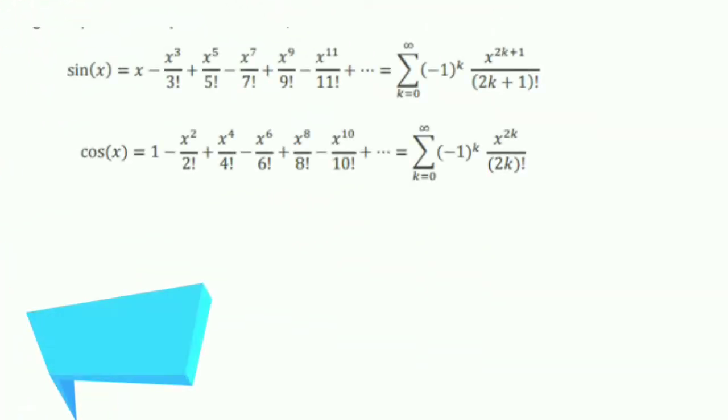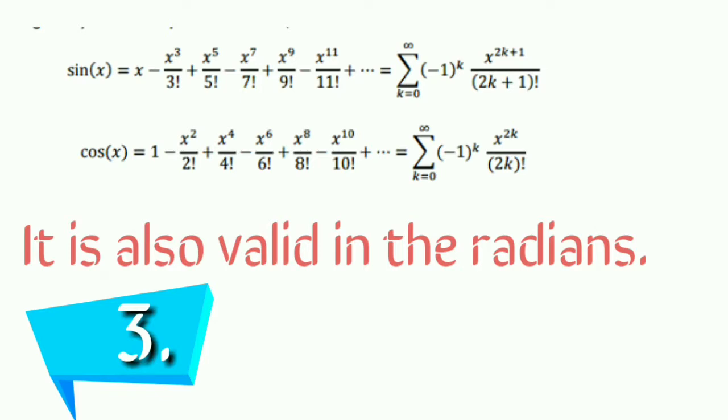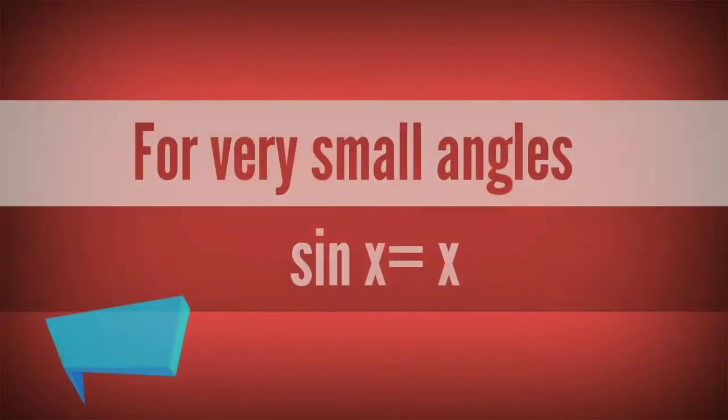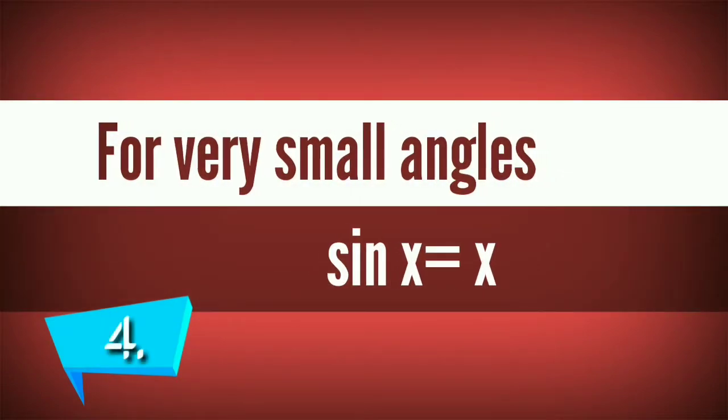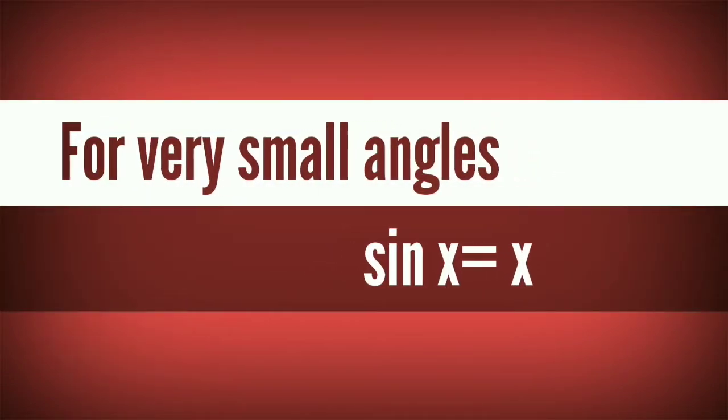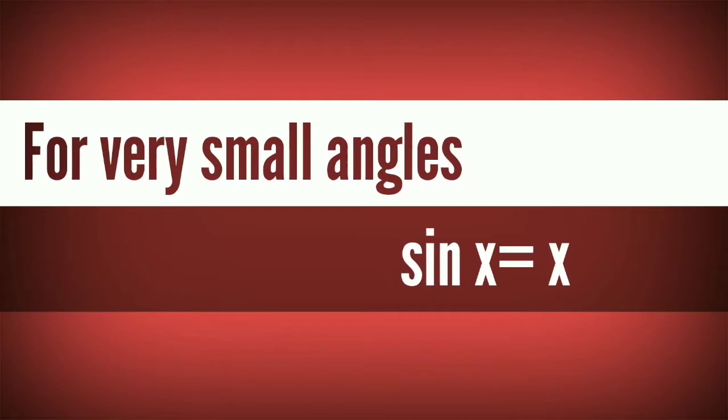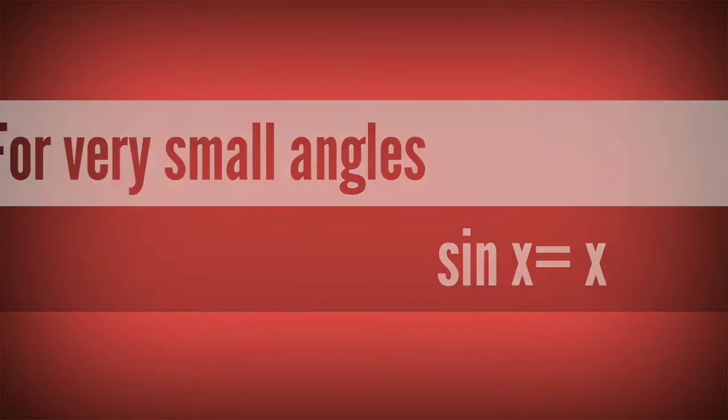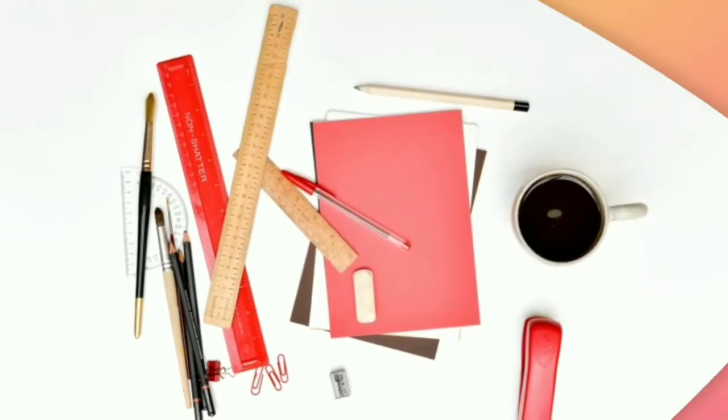The sine function is also defined in the form of radians. For very small angles, sine of x is approximately equal to x, or sine x by x is approximately equal to 1. But this is also only true if the angle is taken in radians and not in degrees.